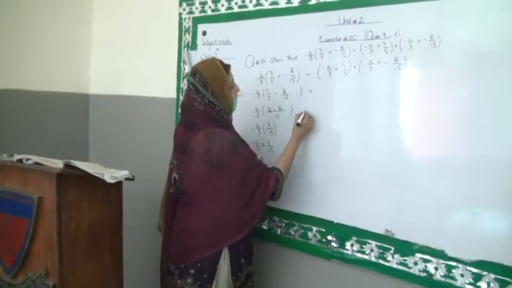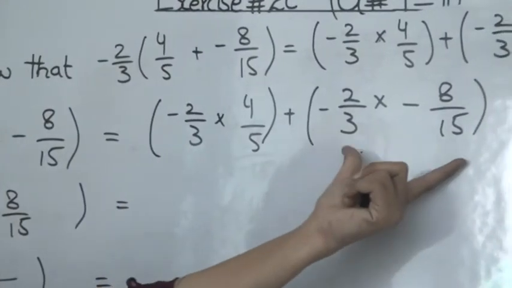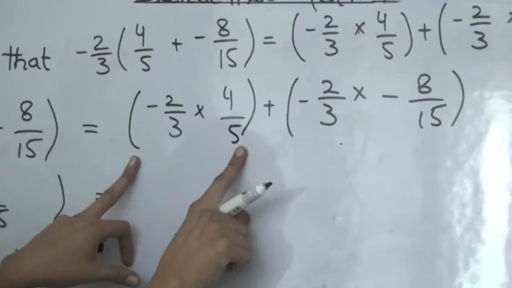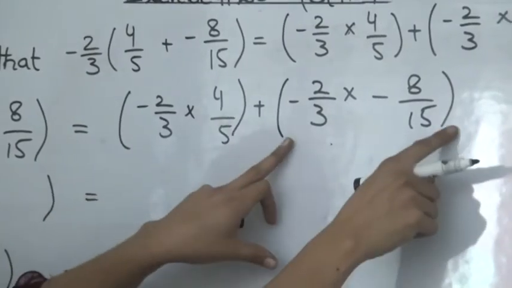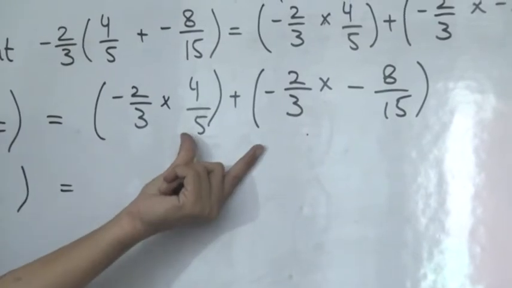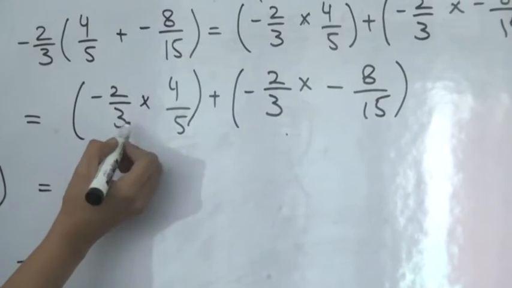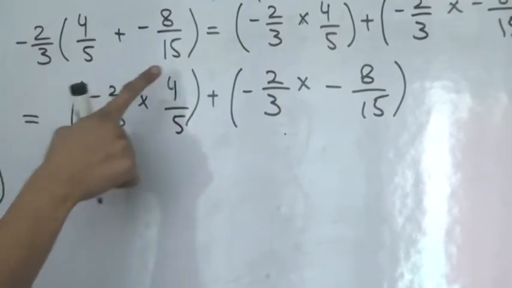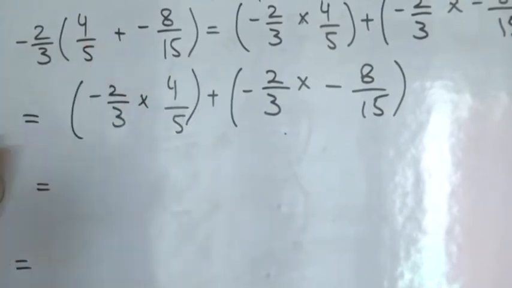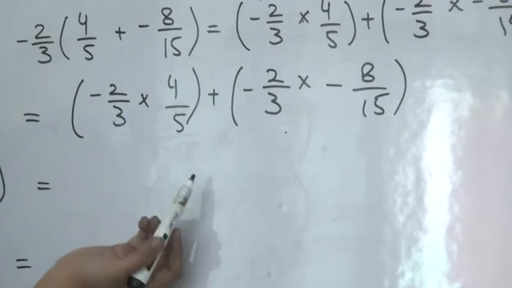Now we will solve the right hand side. In the right hand side there are also two brackets. We will solve the first bracket separately and the second bracket separately, then we will add both of the answers. Yes, because there is a sign of multiply, we will multiply numerator with numerator and denominator with denominator, or we can cancel the rational numbers also. But here cancellation is not possible.